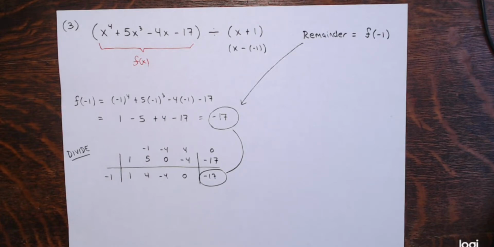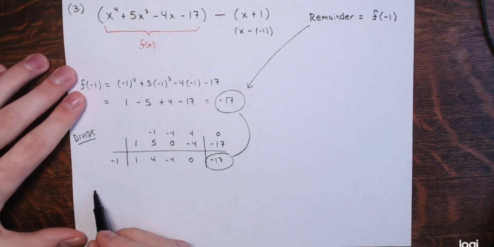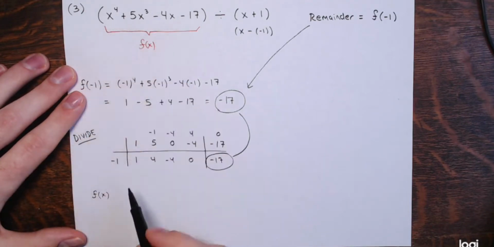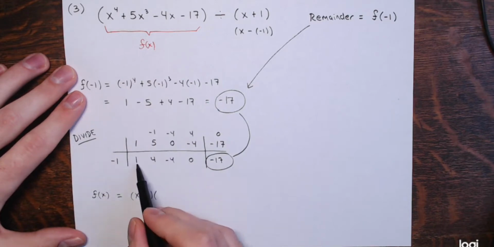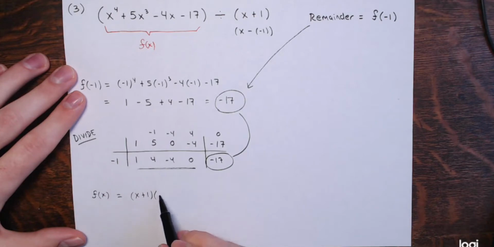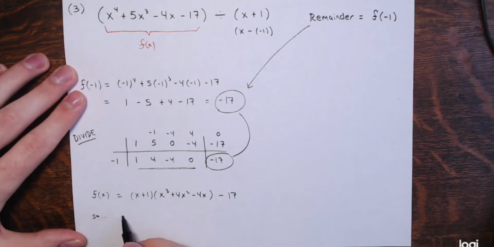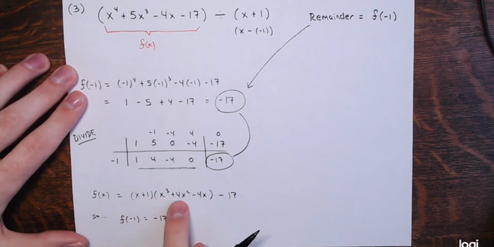And another way to write this would be f of x, the x to the fourth plus 5x cubed minus 4x minus 17. You could rewrite it as x plus 1 times, and then the coefficients of the quotient here would be a degree 3, x cubed plus 4x squared minus 4x, no need to write plus 0, and then minus 17. And so you could see that when I plug in negative 1, I'd get negative 17 back. I'd just get the remainder. Negative 1 plus 1, this first term would be 0, and then I'd have minus 17.